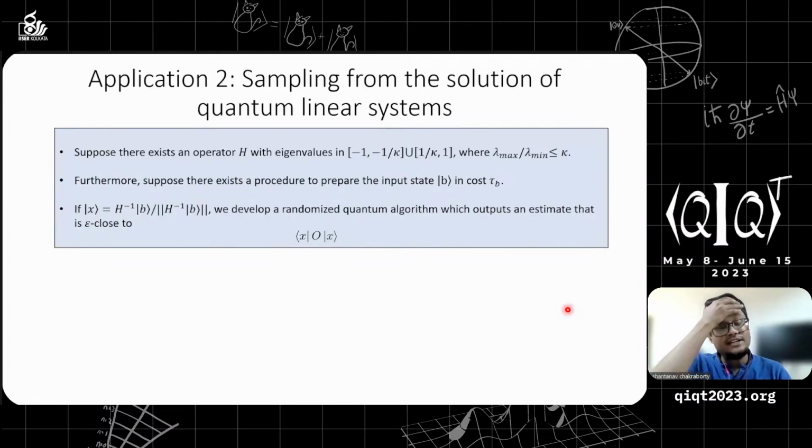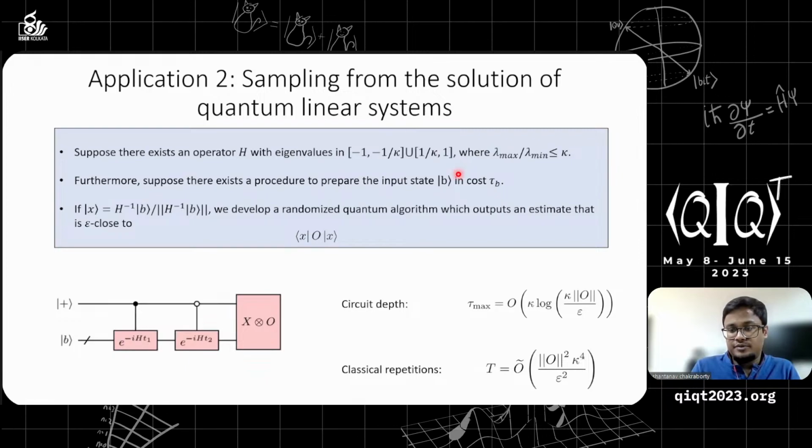For quantum linear systems, I'll go briefly. What we do is we implement the expectation value with respect to the solution of a quantum linear system. Let's say we are given some Hamiltonian H whose condition number, the ratio of the maximum and the minimum eigenvalues, is upper bounded by kappa. Suppose we know this value of kappa. Then our algorithm requires a circuit depth that is linear in kappa, and the number of iterations that we need scales as kappa to the 4.